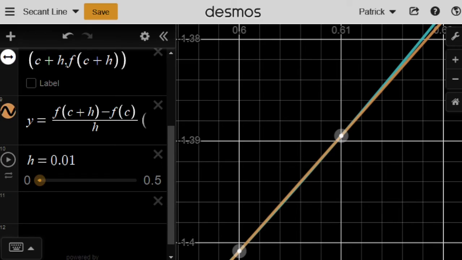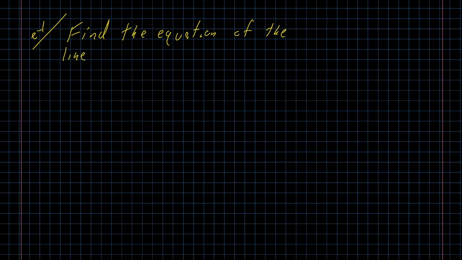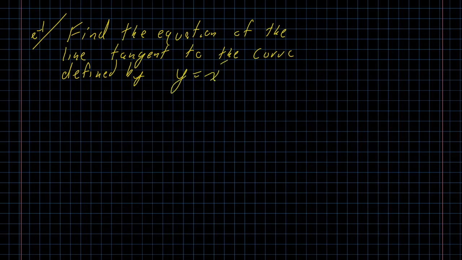All right, let's head back over to my notes. And to see that this makes sense, let's take a look at a particular example. Let's find the equation of the line tangent to the curve defined by the equation y equals x squared when x is equal to 1.